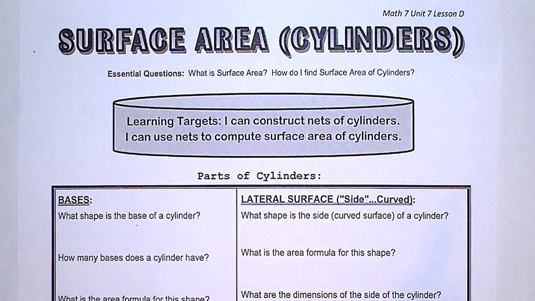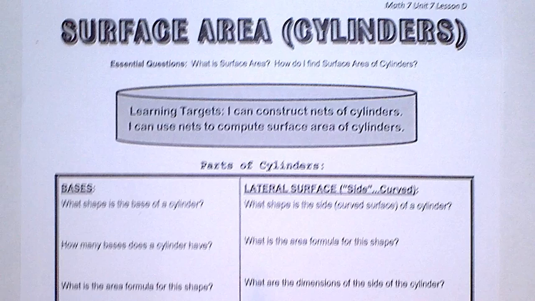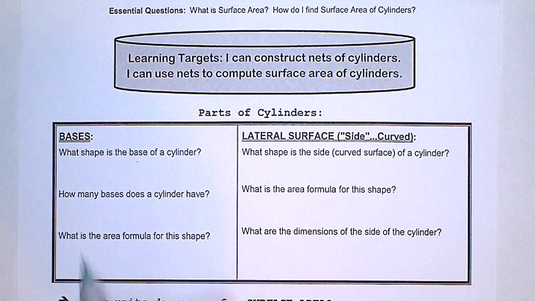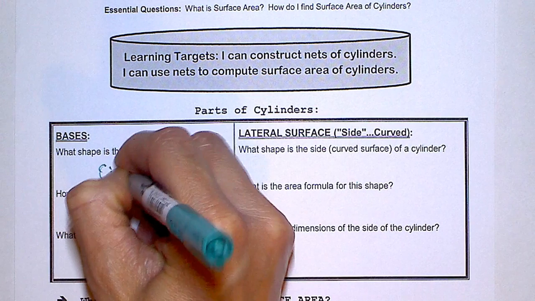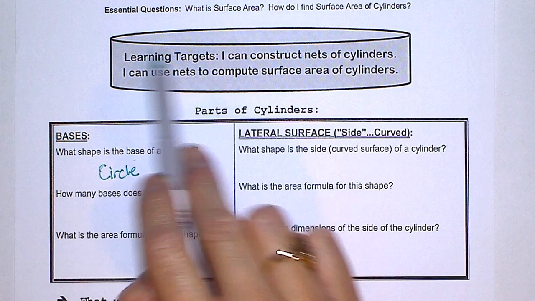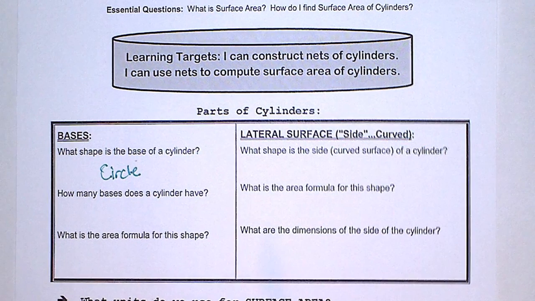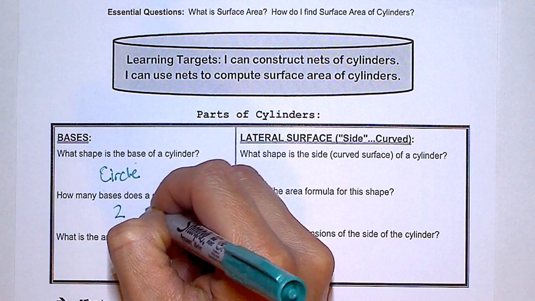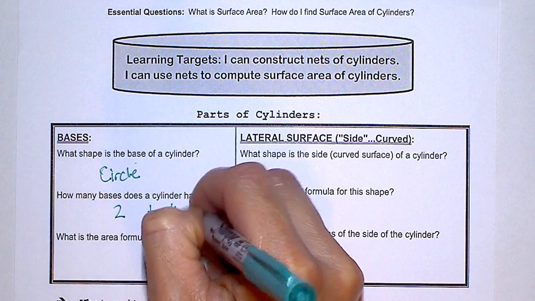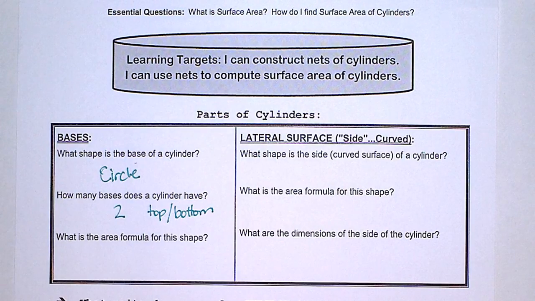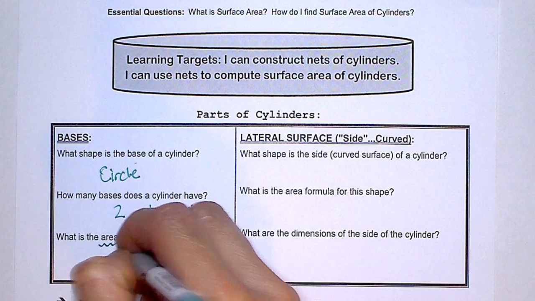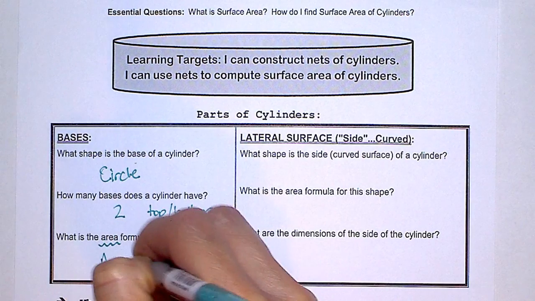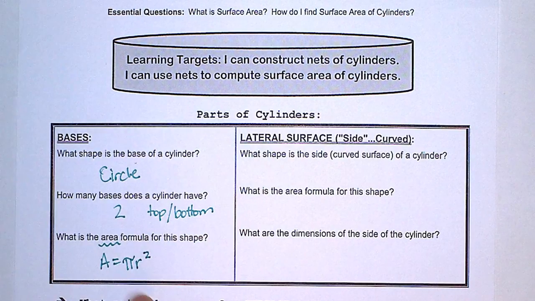Okay, so let's review a couple of key parts of cylinders again. So the shape. What shape is the base of the cylinder? Well, it is a circle. So this top part of the cylinder, think of a Pringles can, is a circle. And how many bases does it have? Well, it has two. It has a top and it has a bottom. And what is the area formula for this shape? So we want to know the area of a circle. So the area of a circle is pi r squared. So we're going to be using this again.